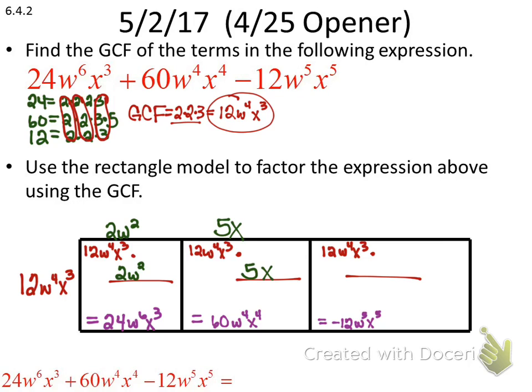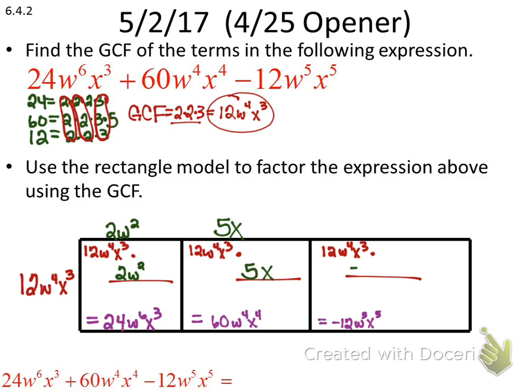And time to find the width of my last section. 12 times what will get me to negative 12? Now, are there any numbers left here? No, but there's always the imaginary 1 that's there. So since it's going from a positive to a negative, that 1 has to be a negative. Do I have to put the 1 behind that negative? No. Can I? Yeah.